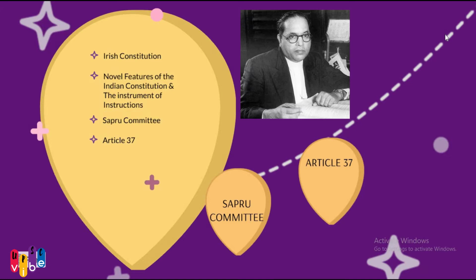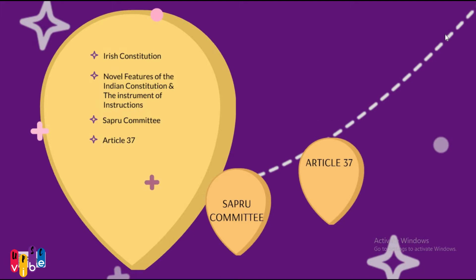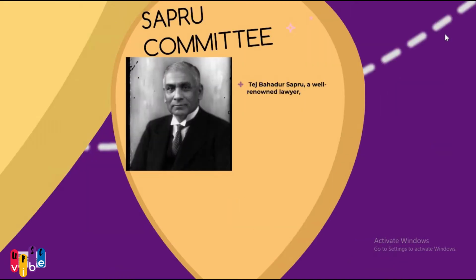Dr. B.R. Ambedkar called DPSP the novel feature of the Indian Constitution and the instrument of instructions. Then comes the Sapru Committee and Article 37. The Sapru Committee has been named after Tej Bahadur Sapru, a well-renowned lawyer. In the year 1945, the Sapru Committee recommended two categories of rights.